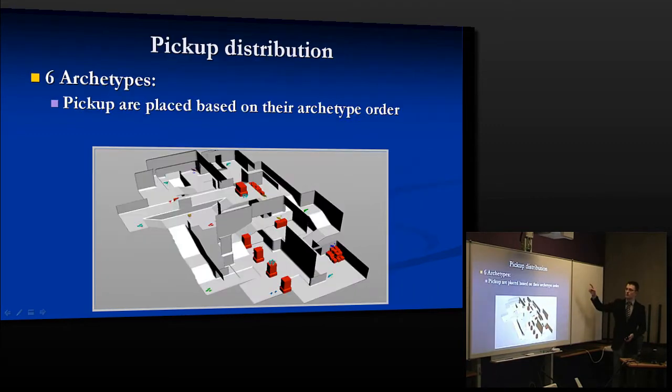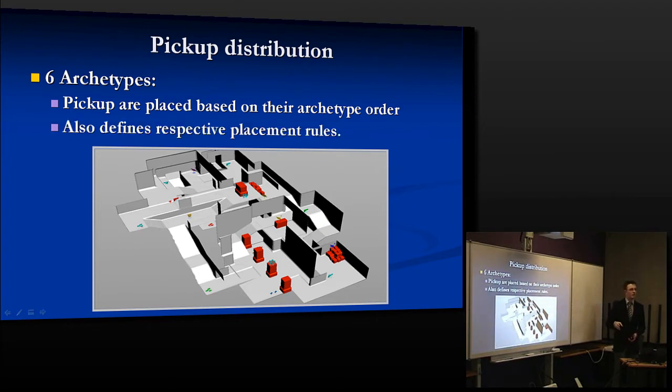But first, we have the pickup distribution. The pickup distribution deals with 6 archetypes of pickups that you can find in the UDK. So there's weapons, there's the special type of pickup, then there's power-ups, armor, health, and ammunition. Pickups are basically placed in that order, and they also are defined based on their individual placement rules. So within each archetype, there can be a set of different pickups that have their own placement rules.